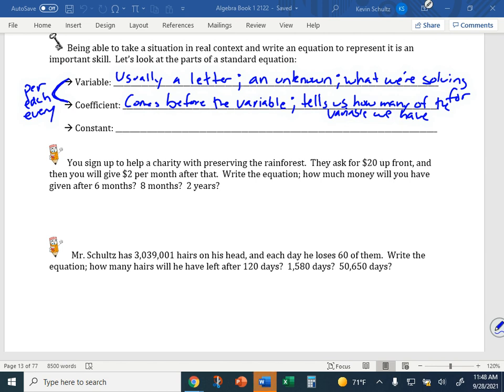Yeah, that doesn't look like variable. I'm sorry. Okay.